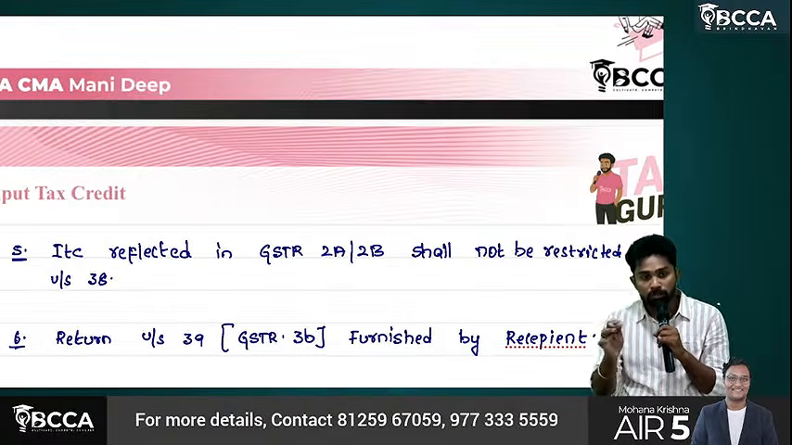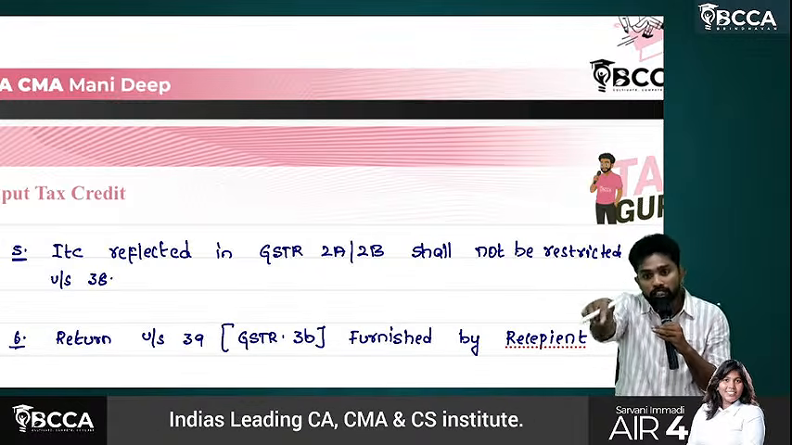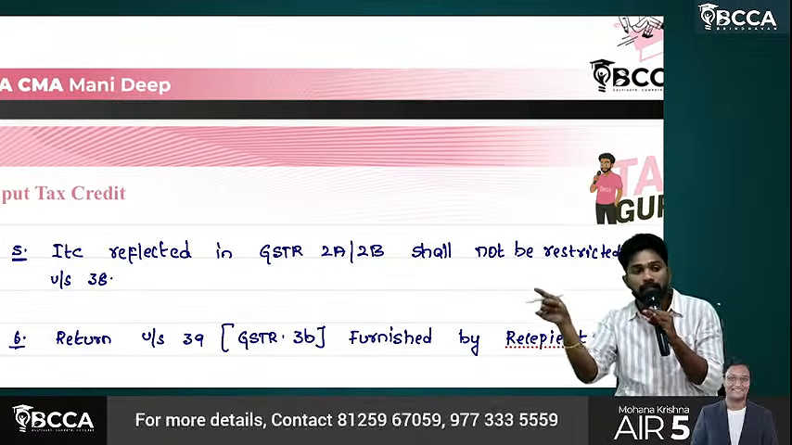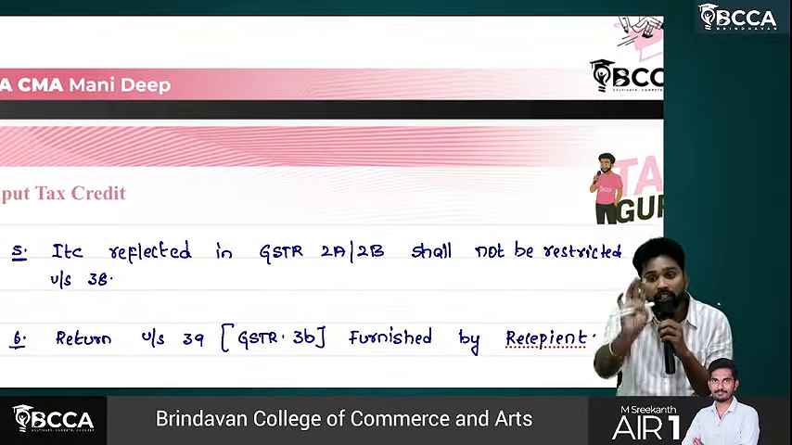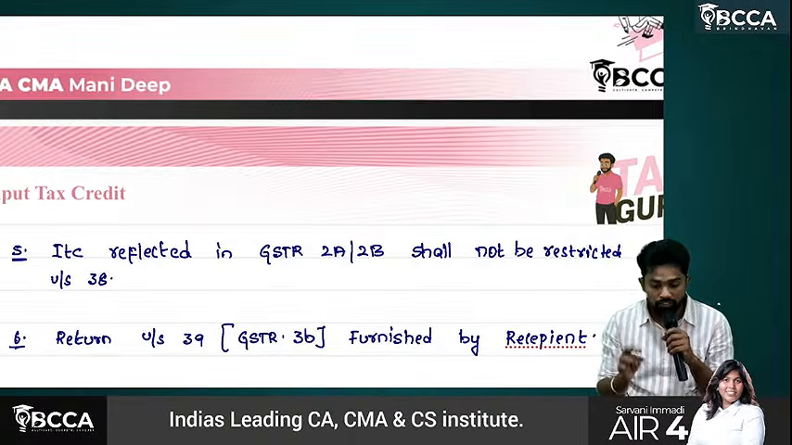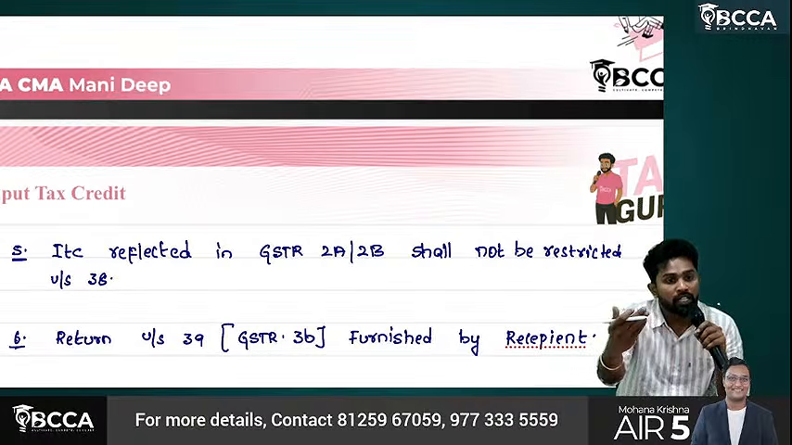Sorry, first one, goods must be received. Second one, invoice must be there. Third one, such invoice should be shown in GSTR 1 and should reflect to the recipient in 2A, 2B. Fourth one, even though it reflects in 2A, 2B, it shouldn't be restricted. Four conditions. Then fifth one, sir, you being a recipient, to avail ITC, you should file your monthly return 3B.